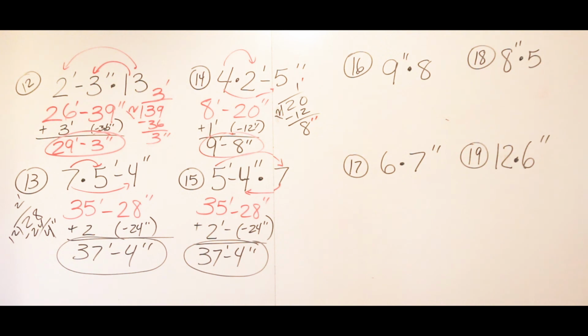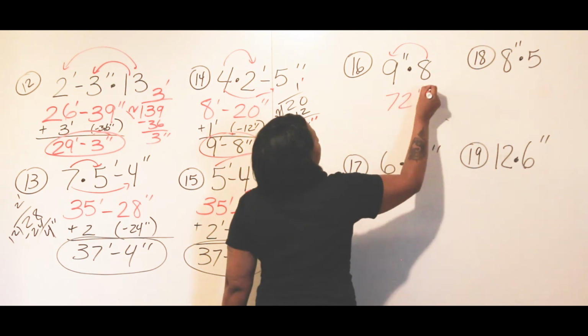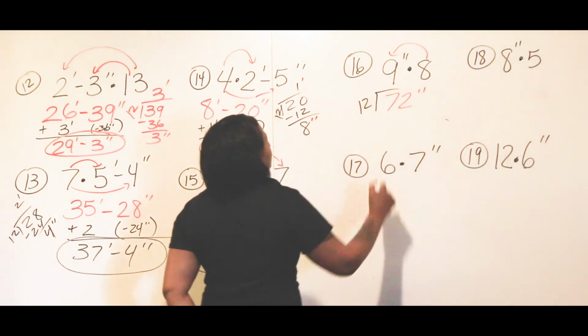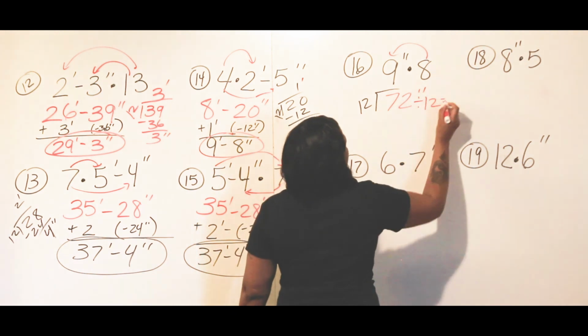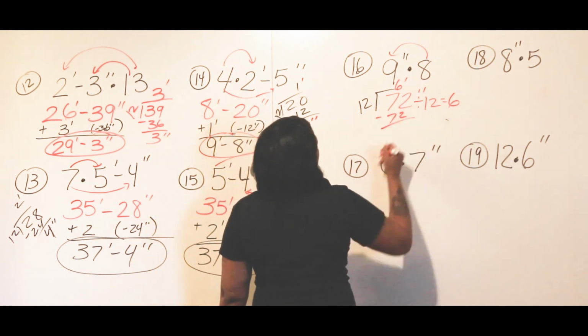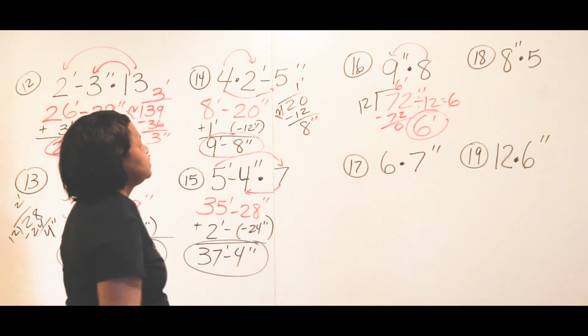Number 16. Then we don't have any feet. Now we're dealing with inches. We got 9 inches times 8. Just like that. Take that 9 inches, multiply it by that whole number. 9 times 8 is 72. 72 inches, yep. We know we have to convert that to feet and inches. And we do that by dividing by 12. How many 12s can we get out of 72? 6. So we got 6 feet. The final answer is 6 feet, because there's nothing left. 6 times 12 is 72.